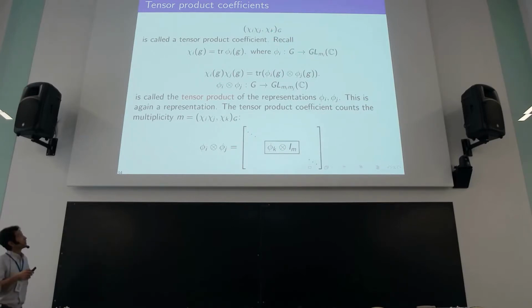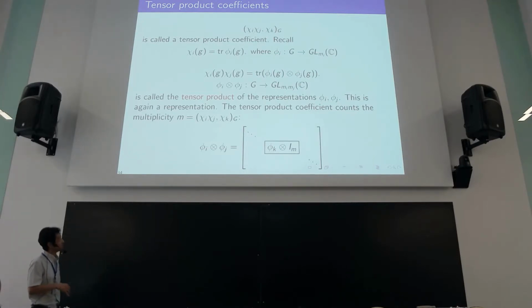Now, what is the meaning of this coefficient? The value of the inner product turns out to be a positive integer. If I denote it by m, then it gives the multiplicity of the irreducible representation chi k inside this big representation. You know, phi i tensor phi j is a representation.